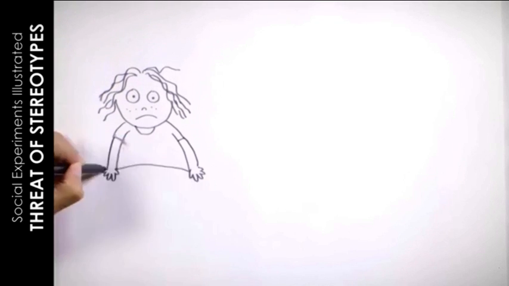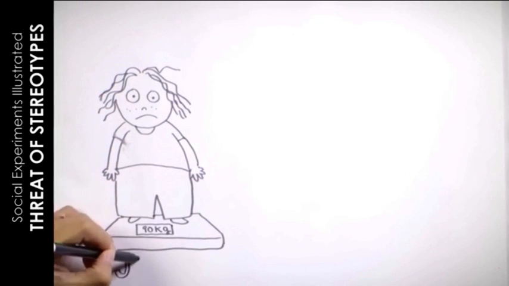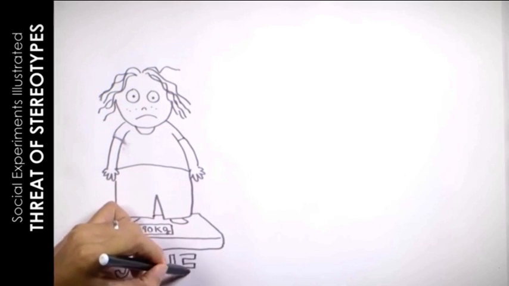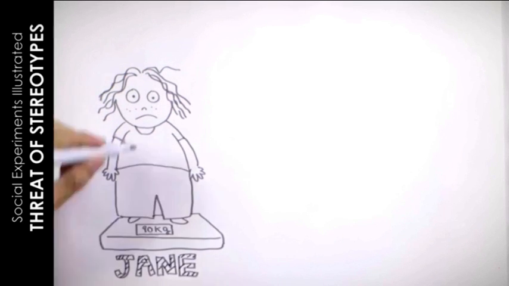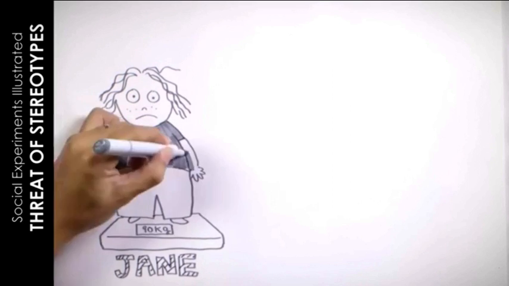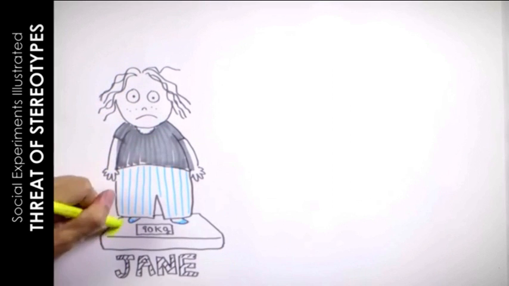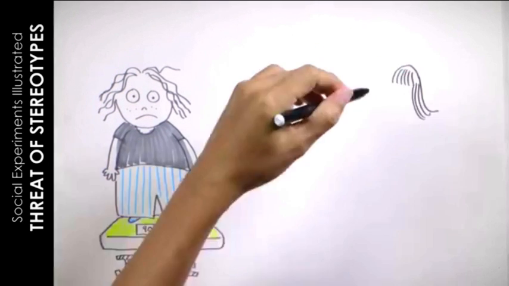Meet Jane. Jane is 90 kilograms and overweight. All her life, she's been told being overweight makes her unattractive. So she hides her figure by wearing baggy clothes, doesn't wear makeup, and pays no attention to her appearance.